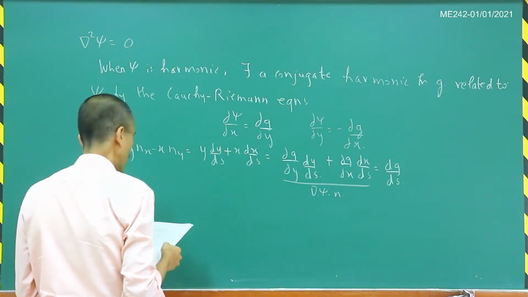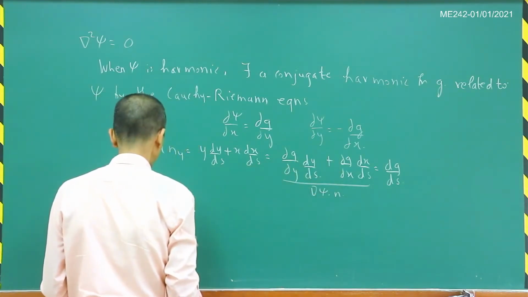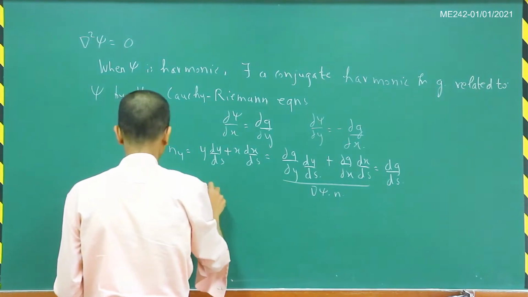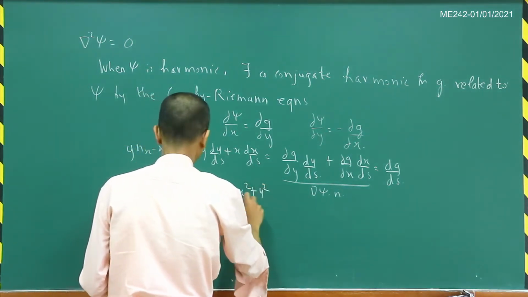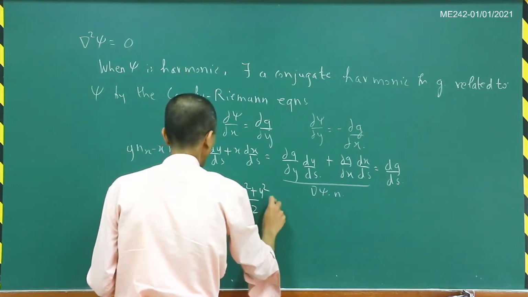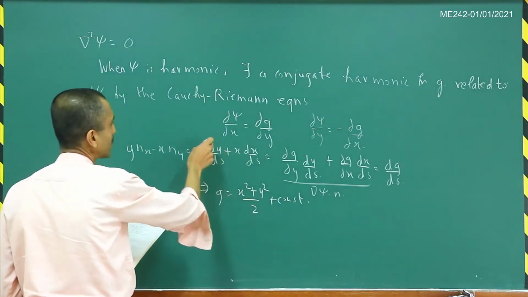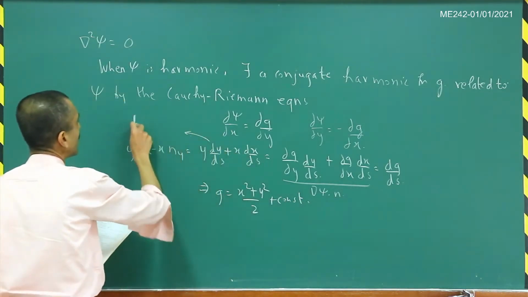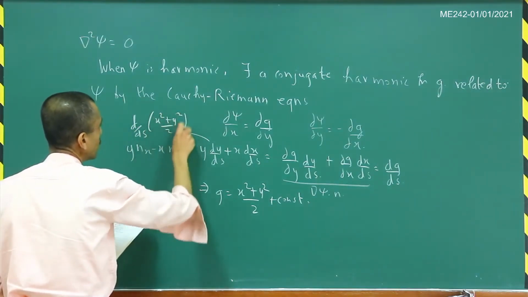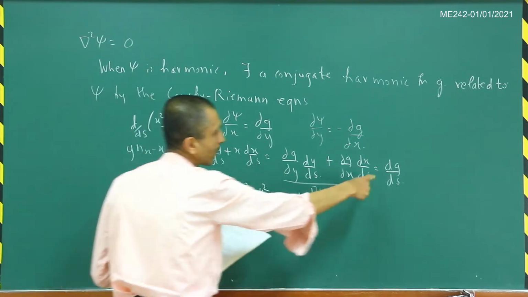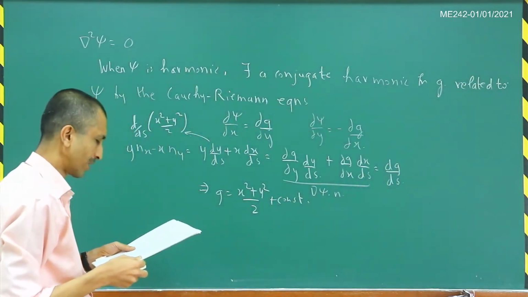And then from this condition you will get that this will imply that g is equal to x square plus y square divided by 2 plus some constant. Right? So this can be expressed as d by ds of x square plus y square divided by 2. And so this whole thing is equal to dg by ds, and so you will get g is equal to x square plus y square divided by 2.